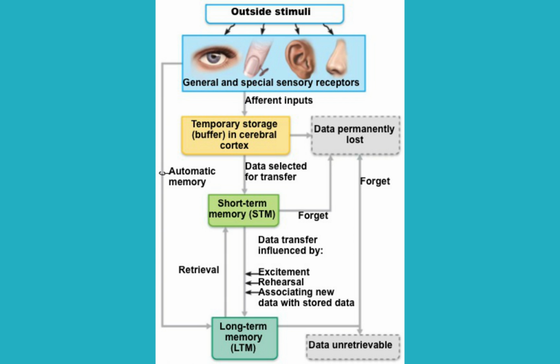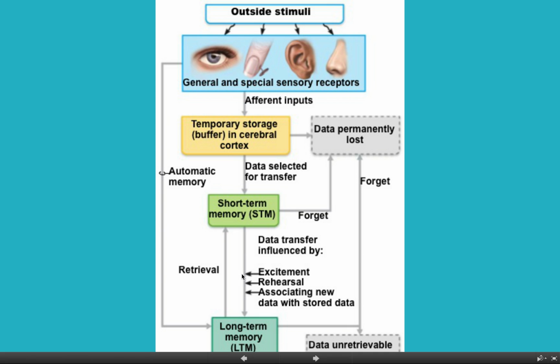I want to show you this figure. It actually comes from a different book, but it's talking about memory. So a lot of information goes into our brain, and it goes into what's called a temporary storage in our cerebral cortex. That's in our brain. Important things are selected for transfer to our short-term memory. Other things are lost, or we forget them. Then from short-term memory, they can either be forgotten or they can be sent to our long-term memory. So everything for this class you want to get put in your long-term memory, right?